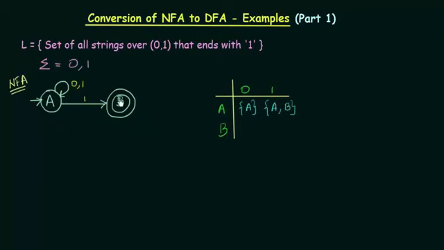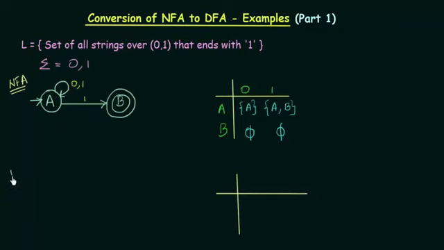And B on getting input 0, where does it go? It goes nowhere. B on getting input 1, where does it go? It goes nowhere. So we'll write it as phi. B does not go anywhere. So now we have the state transition table for the NFA. Now let us try to convert it to the equivalent DFA. So for that, let us draw the state transition table for the equivalent DFA.